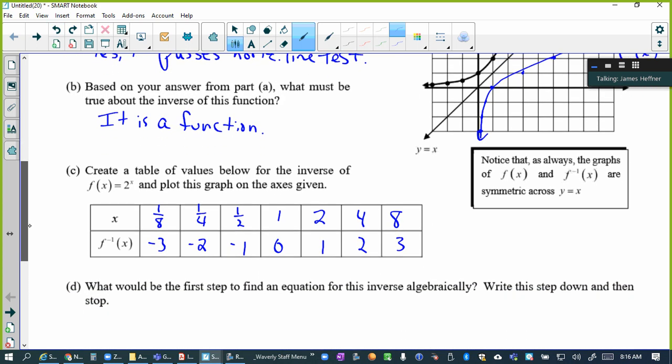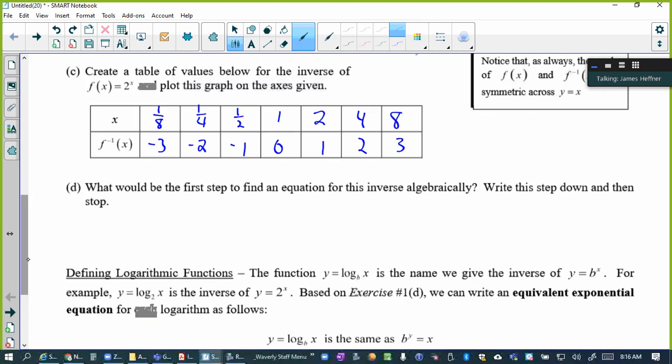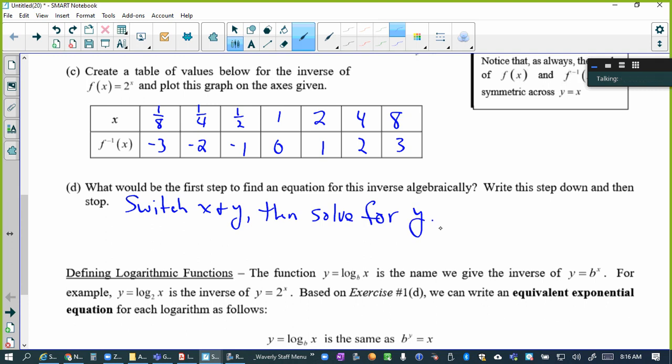What does part D want us to do? What would be the first step in finding an equation? Well, we know how to do that. What do we always do to find an equation of an inverse? We swap the x and the y. Switch x and y. Then what? Then solve for y. All right, so that's the first example. They didn't really call it a logarithmic function, but hopefully you're catching on that that's what it is, because it's the inverse of exponential, and we just showed it was a reflection over y equals x.